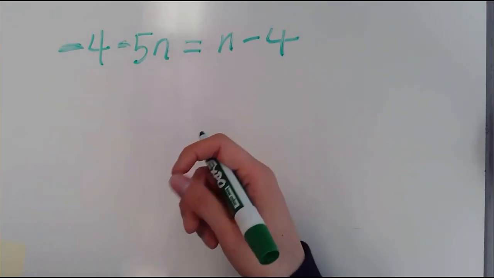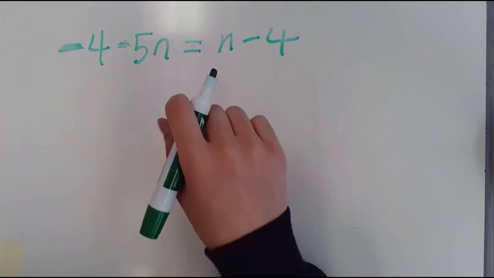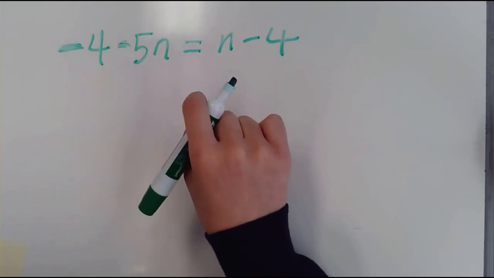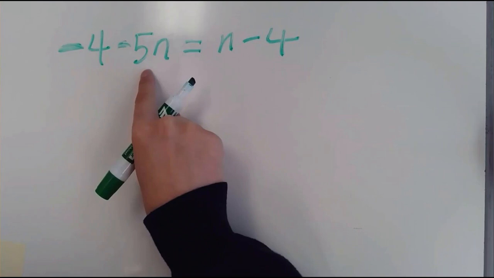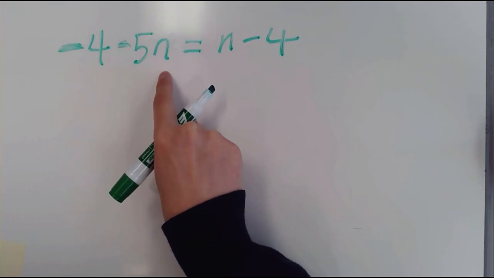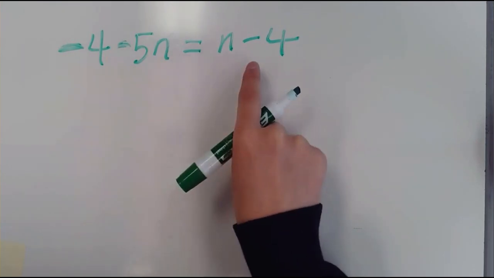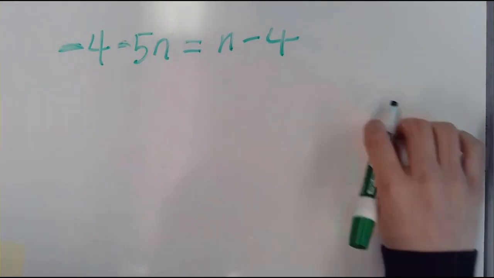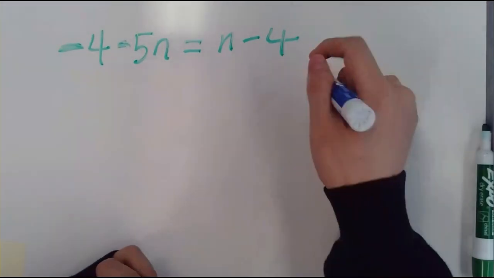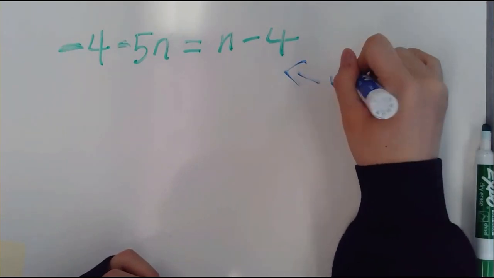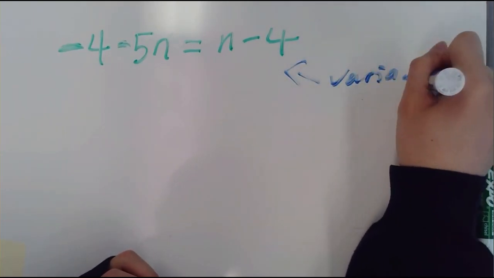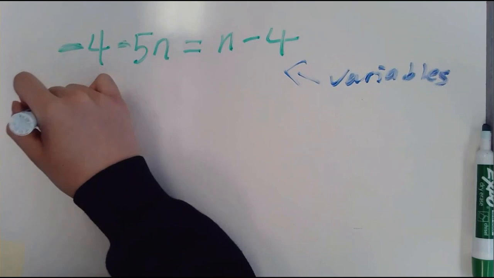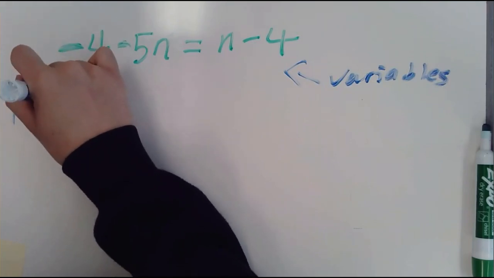So I personally prefer to keep the variable positive. Over here, I have minus 5n, which I do not like. So I'm going to choose this side to have the variables. On this side, I'm going to have n's, so variables. And on the left side, I'm going to choose to have numbers.